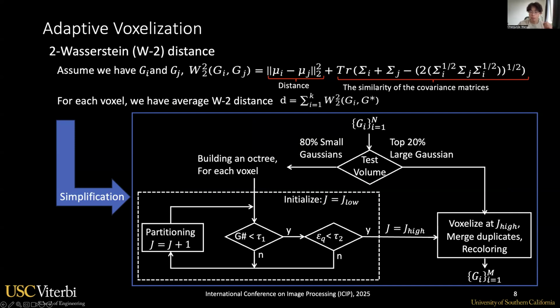partitioning, and if the number of Gaussians is smaller than the threshold, we will test each Gaussian's quantization error to the voxel center. And if both of them are satisfied, we will merge them. When there are no more Gaussians and no more partitioning is needed, we will conclude with J high to encode the top 20% large Gaussians at this resolution.